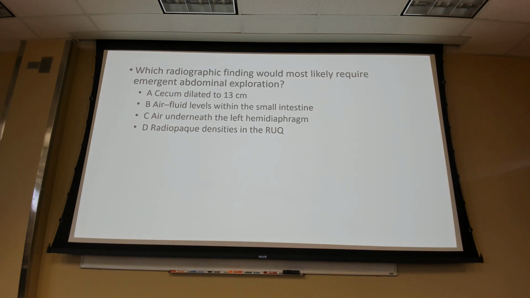All right, so here's a question for you. Which radiographic finding would most likely require urgent abdominal exploration here? C? Where would we expect to see, with that pneumoperitoneum, where would we be most concerned if there was air under that right hemidiaphragm? So this one's just like a dilated cecum on here. Typically our normal size is like 9 to 12 centimeters, but this one is some sort of bowel obstruction.